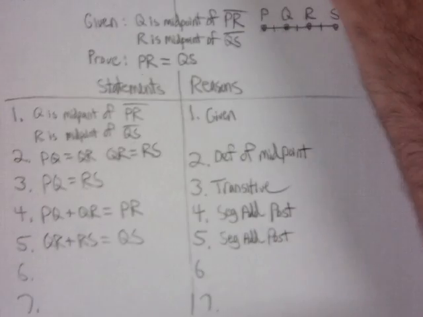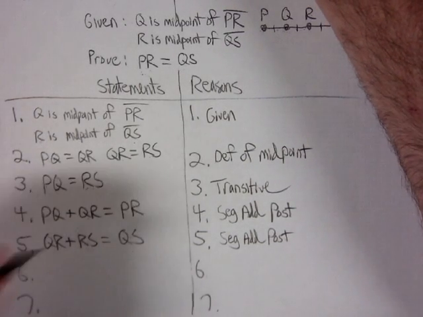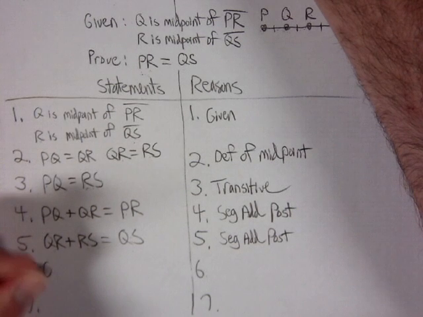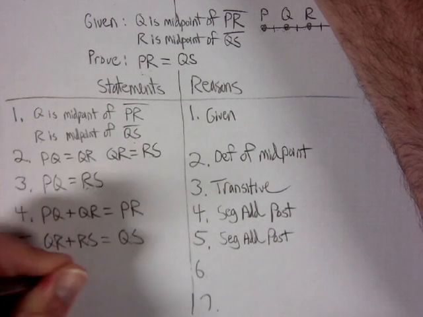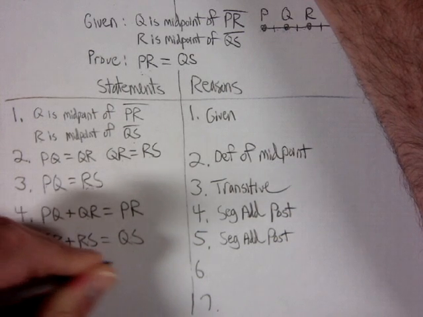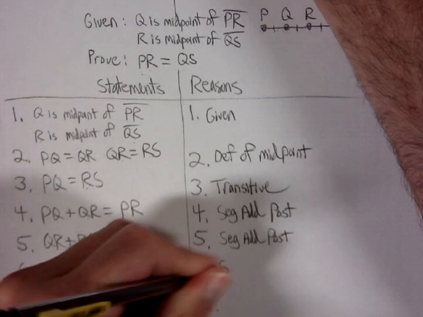So let's do it one step at a time. RS is coming out, and I'm going to put PQ in its place. So this will be QR plus, instead of RS, I'm going to write PQ, equals QS. Now, once again, I know this is substitution.